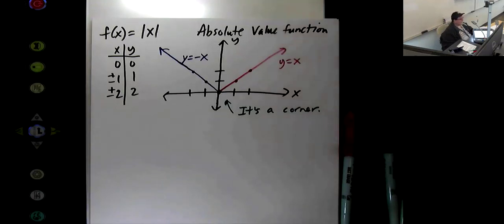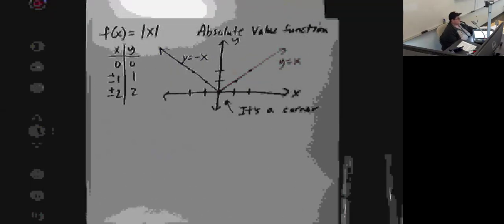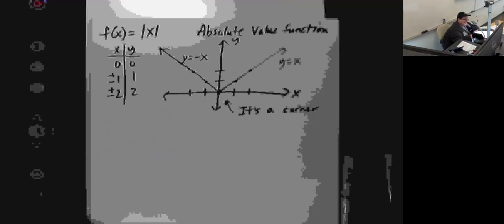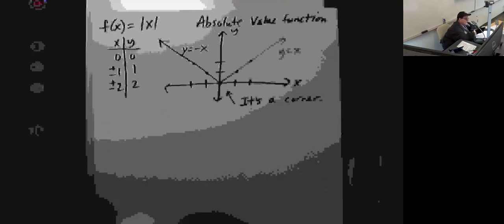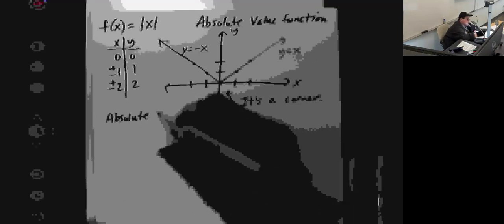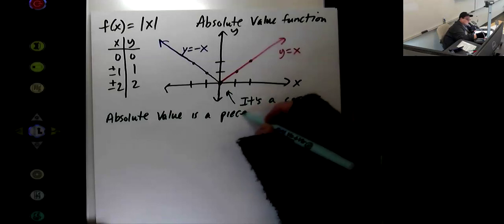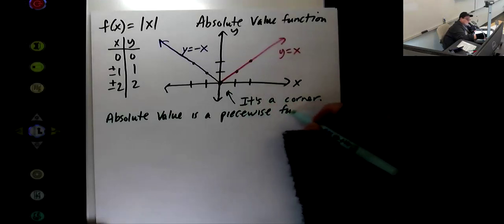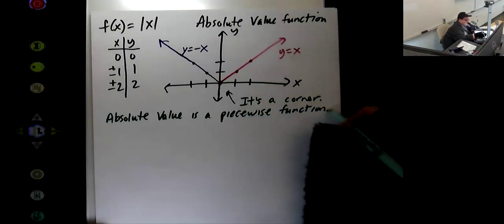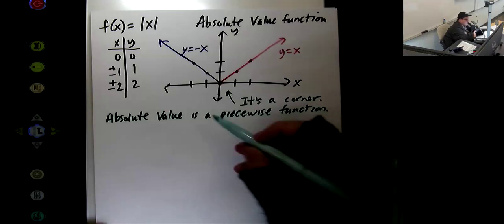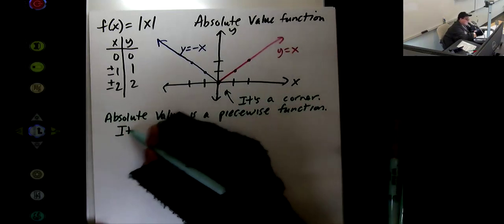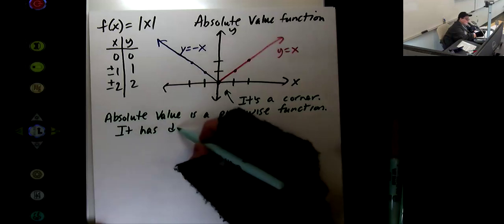I'm not doing 9.5 today, but 9.5, I'm going to make the video tomorrow morning and post it. It's on piecewise functions. Absolute value is a piecewise function. They say piecewise because it comes in pieces. It has different pieces for different parts of the domain.